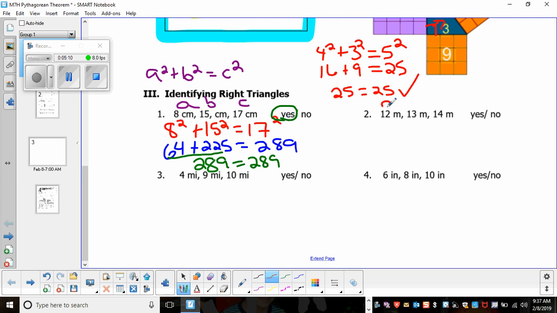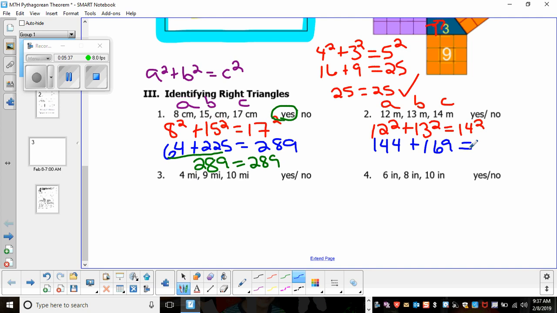Okay, so let's look at number 12 here. 12 is my A, 13 is my B, and 14 is my C. So I need to see, does 12 squared plus 13 squared equal 14 squared? Well, I know that 12 squared is 144. I also know that 13 squared, again, 13 times 13, is 169.